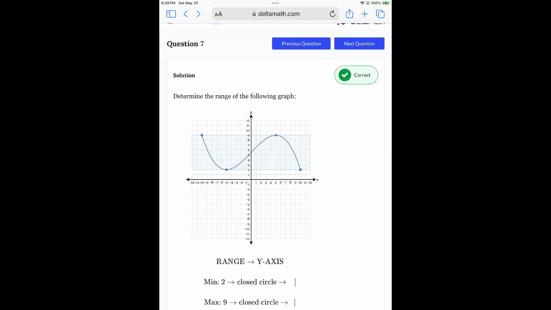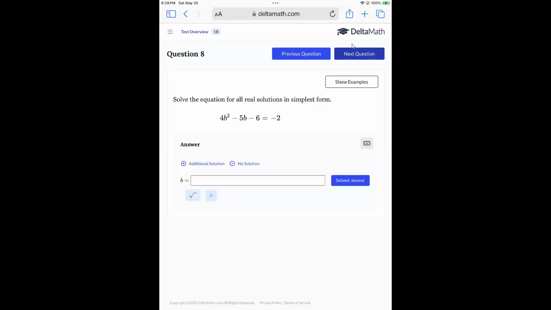All right. I am doing question number 8. So let me see what we got here. All right, we've got another quadratic, and they want us to find the solutions, and they want them as fractions or integers, no decimals. So let's do this. Let me take a picture and get this cracking.